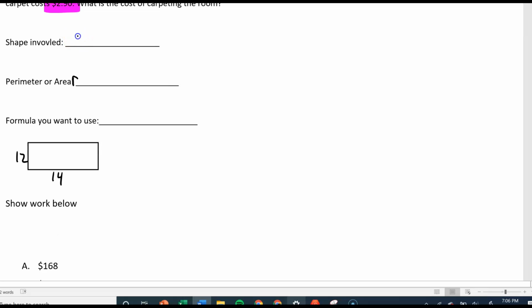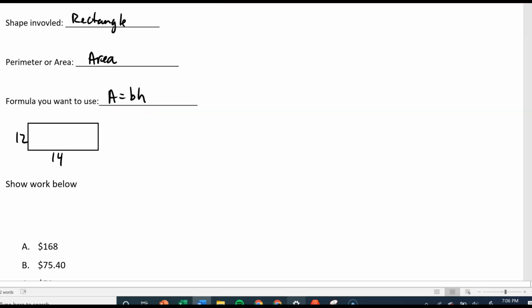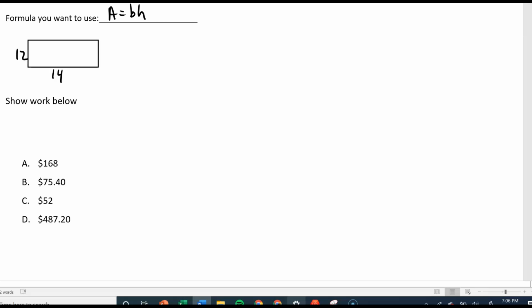So the shape involved is a rectangle. We are definitely working with area. And since it's a rectangle, we want to use area is equal to base times height. I'm giving you 4 answer choices here. It's not just 12 times 14. You're going to have to do an extra step after that. You may show your work like this, set up for number 9.